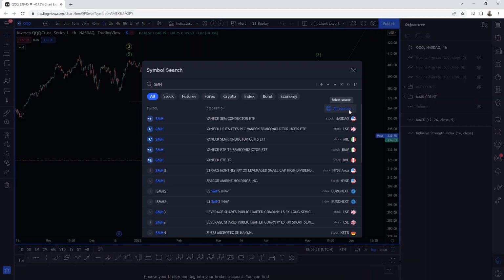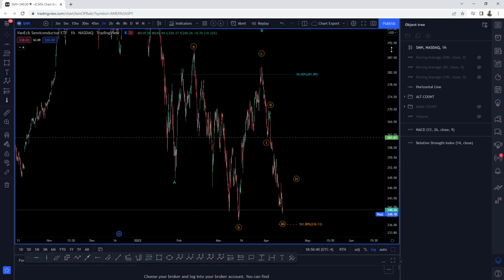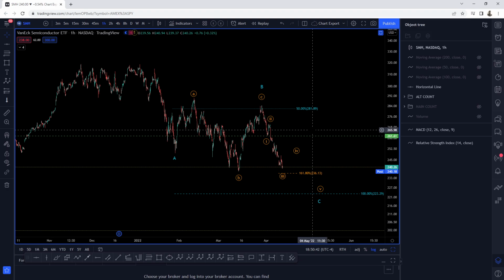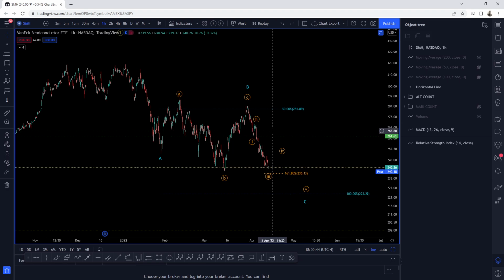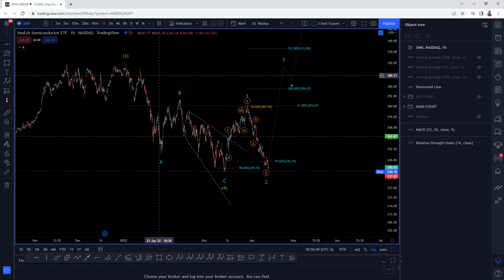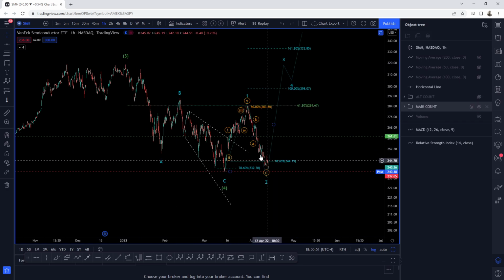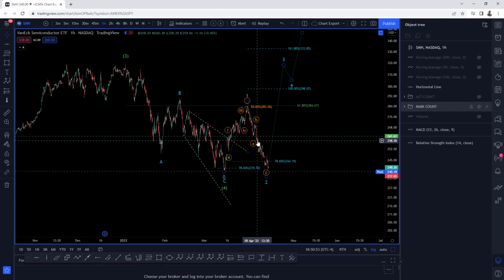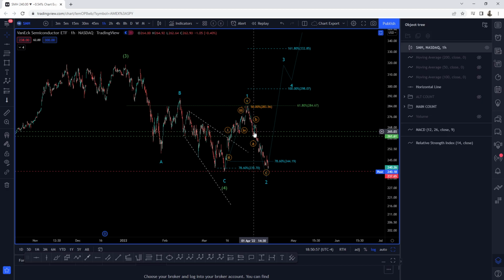The chart that is giving me that hunch is the SMH. As you guys are very well aware, this is a chart that I've been tracking heavily in the channel and showing you alternate versions of this count. The main count here was suggesting that we are in wave 1 and in the wave 2 pullback. A couple of days ago, on April the 5th, I was suggesting that this was already the low because we had 3 waves.